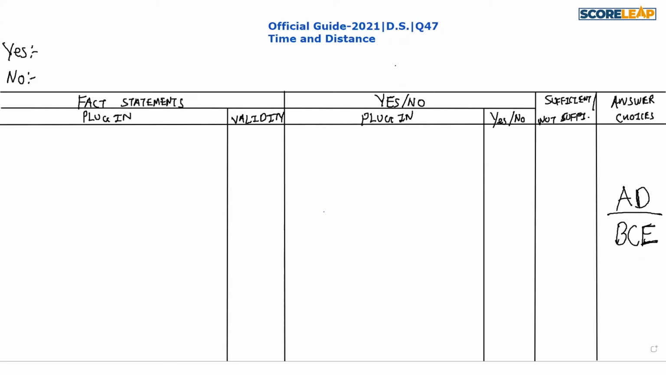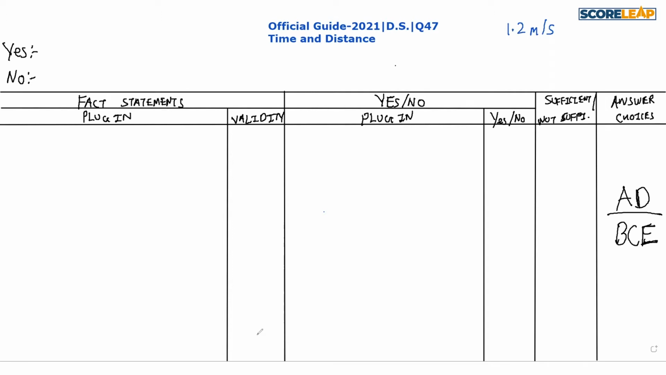Question 47. In this question, we are given that a conveyor belt moves bottles at a constant speed of 120 centimeters per second. Okay, so 120 centimeters is approximately 1.2 meters per second. It is the speed of the conveyor belt. The conveyor belt moves a bottle from a loading deck to an unloading deck. We want to find out: is the distance that the conveyor belt moves the bottle less than 90 meters?